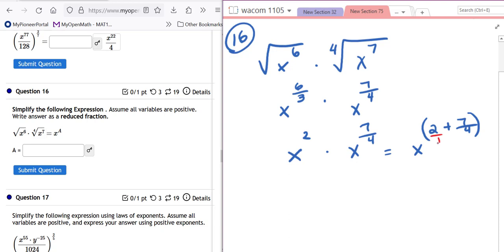You need a common denominator. A 4 will work. So this one is going to multiply by 4 over 4. The other one already has the 4. So that will be 8 over 4 plus 7 over 4. Gives us 15 over 4. Keep the denominator, combine the numerator. Great, and they say write the answer as a reduced fraction. So they only want the a for the exponent. They don't want the base there. So they want 15 over 4. So a equals 15 over 4.